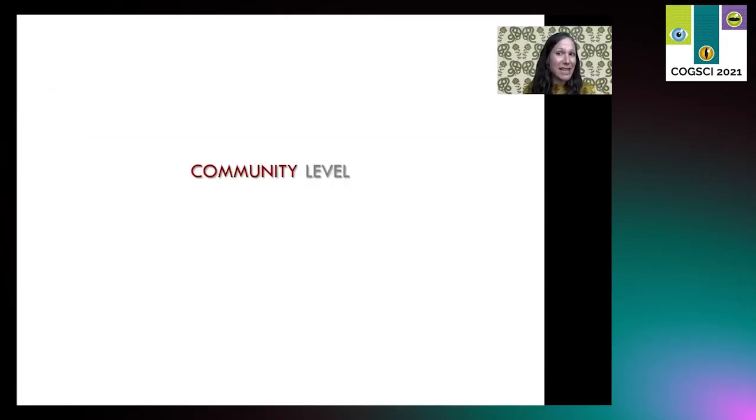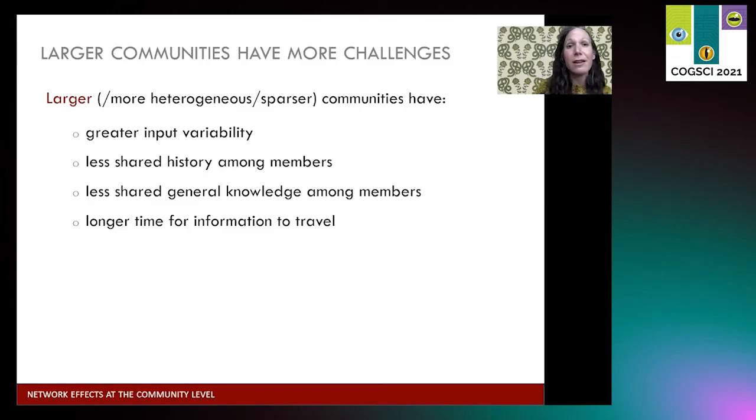And lastly, as I said, social network properties can also influence what type of language the community creates. So in general, larger communities, but also more heterogeneous communities and sparser communities, all have many more communicative challenges. As I mentioned beforehand, each and every person has their own version of the language. This means that there's much more input variability in larger communities.